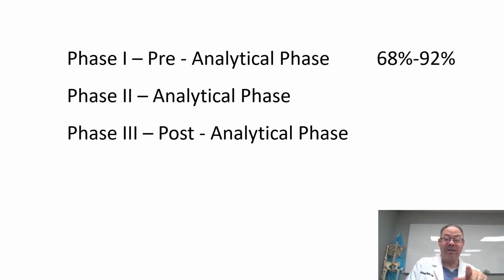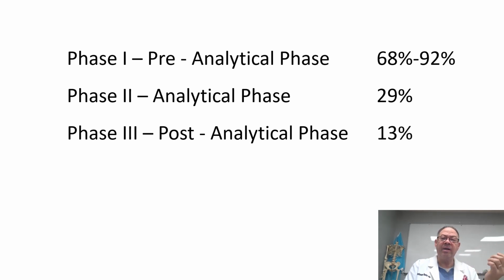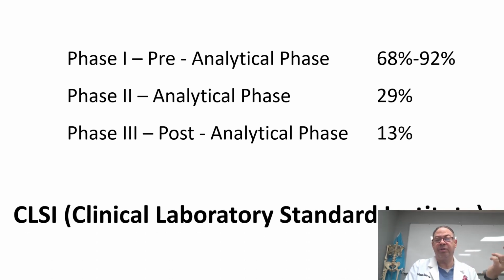That means that when the test result comes to the doctor's hand or the nurse practitioner, whatever it says there is mostly mistaken. There are many errors, and you will go like, please. In America? Yes, in America, in every part of the world. In the analytical phase, we have approximately 29%. And in the post-analytical phase, we have 13%.